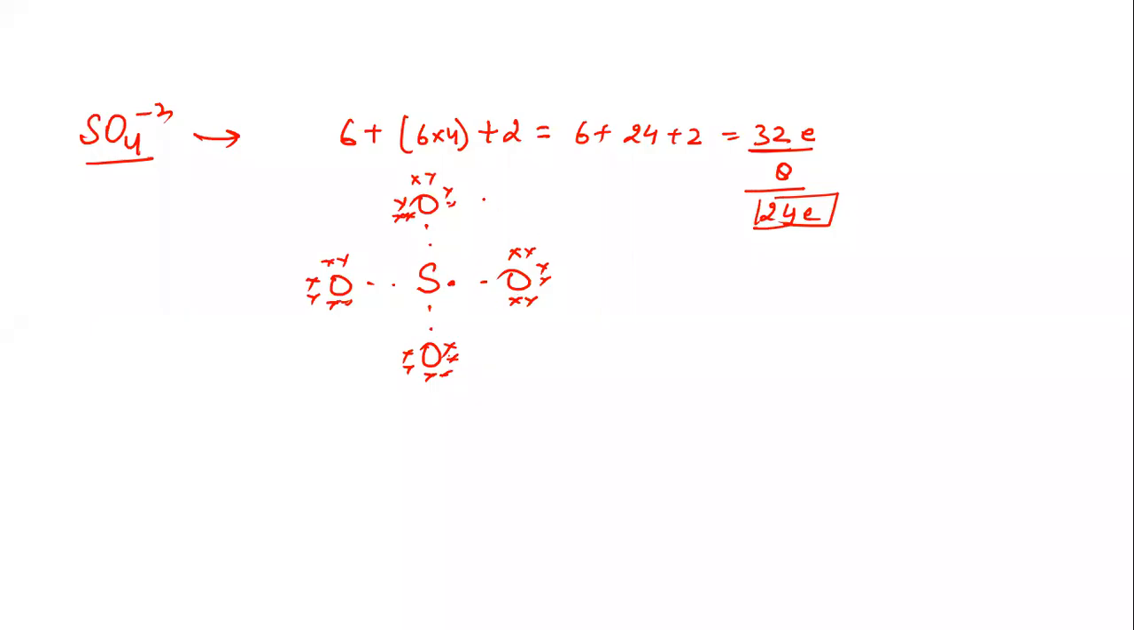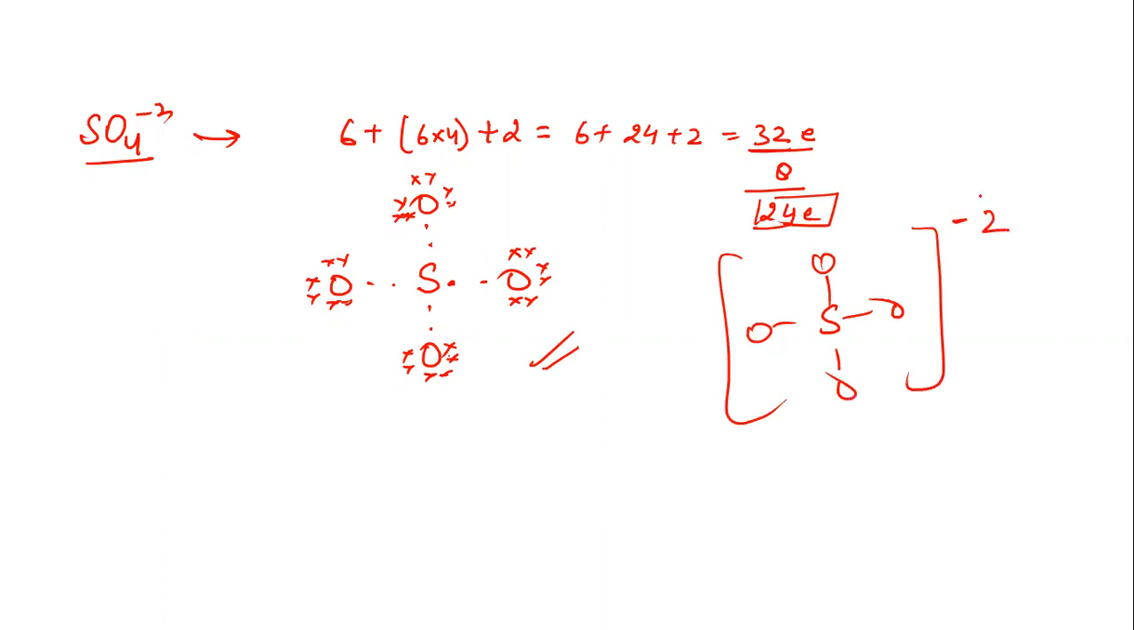We put 6 on each oxygen, 6 into 4 is 24. And what about sulfur? 1, 2, 3, 4, 5, 6, 7, 8. We got all our octets. Oxygen, oxygen, oxygen, oxygen, and make it minus 2. Clear? Yes, sir. Any doubt in this? No, sir.